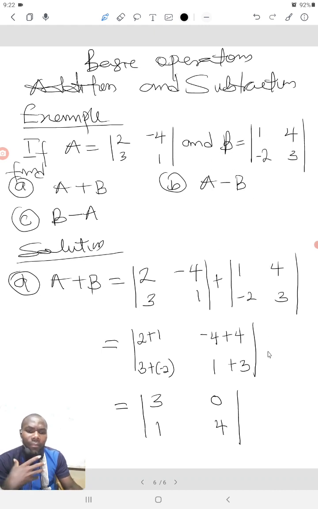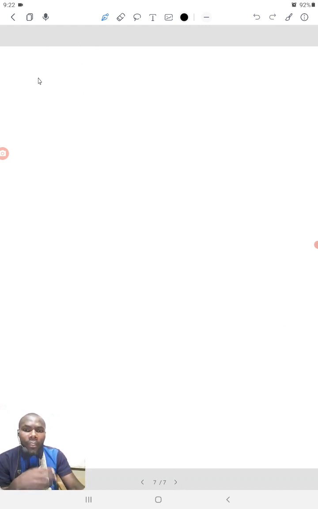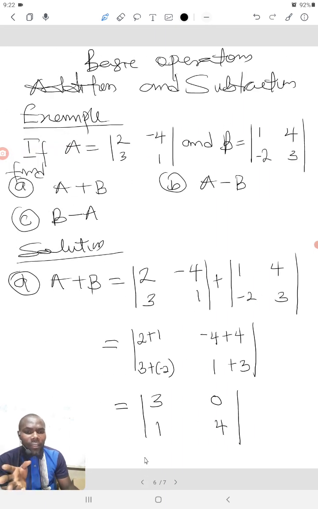Let's also have A minus B. As I said earlier, you just rewrite the value. That is 2, minus 4, 3, 1.